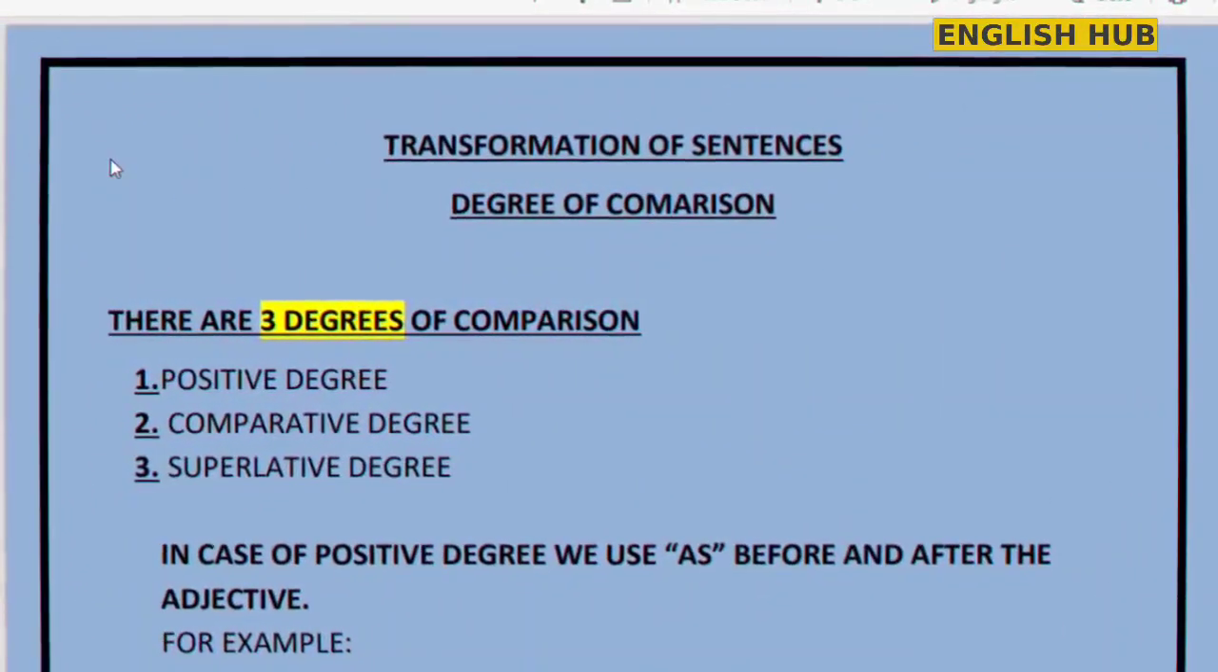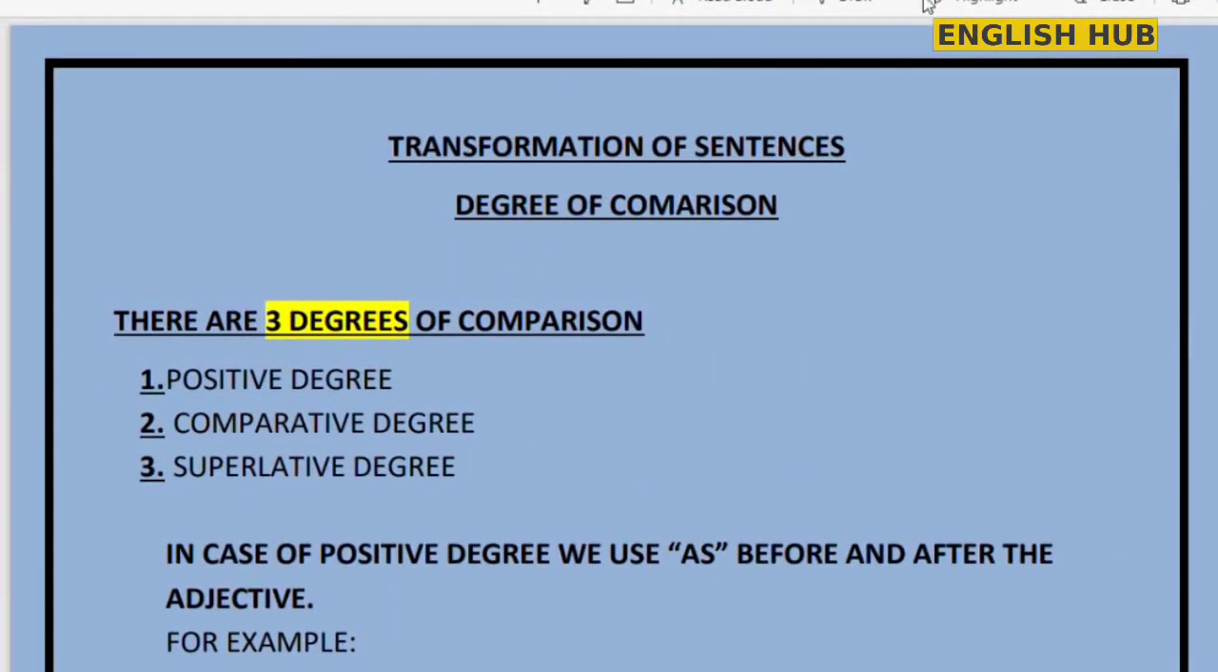Today's topic is going to be one kind of transformation of sentences. This is a very important topic for class 9 and 10 mainly. Even in class 11 and 12 you will have to solve this transformation of sentences, and one important part of these transformation of sentences is degree of comparison.